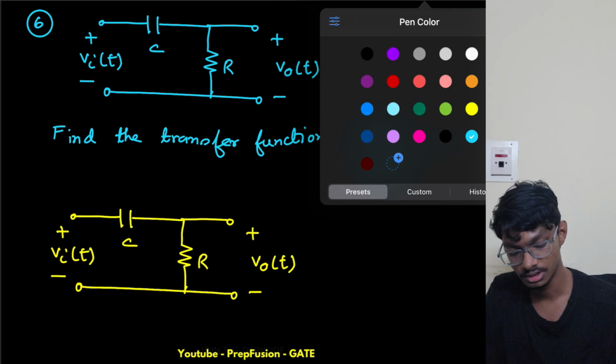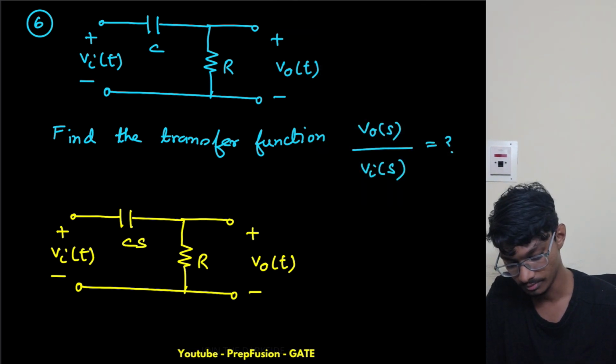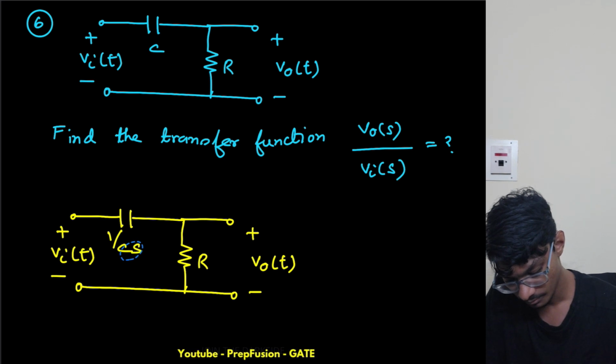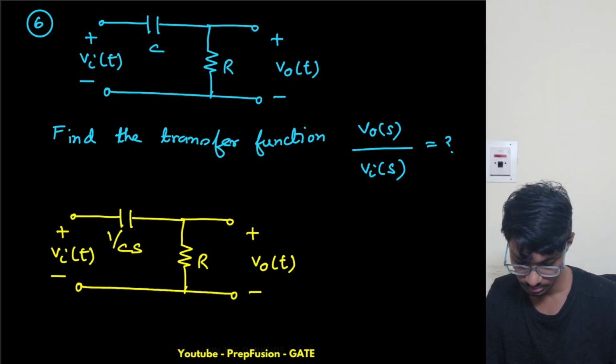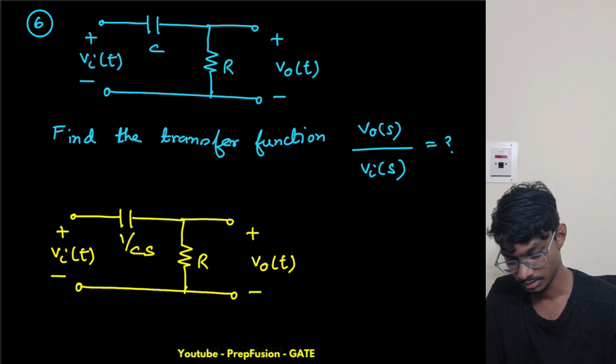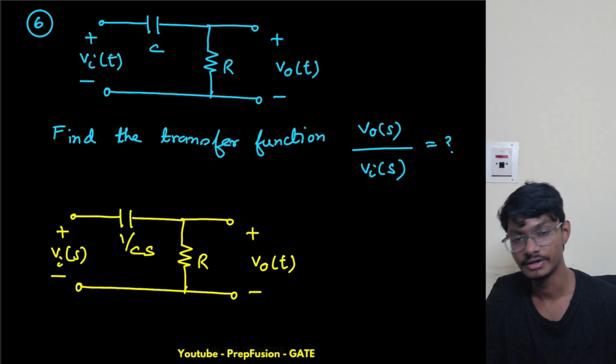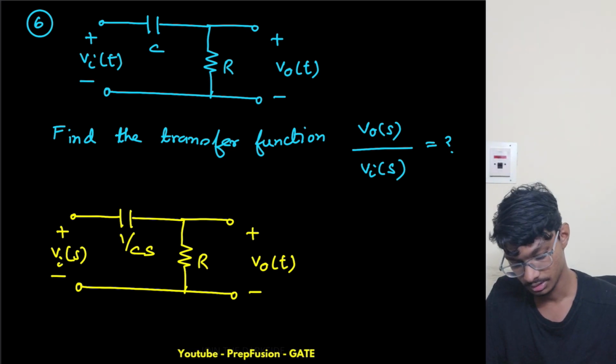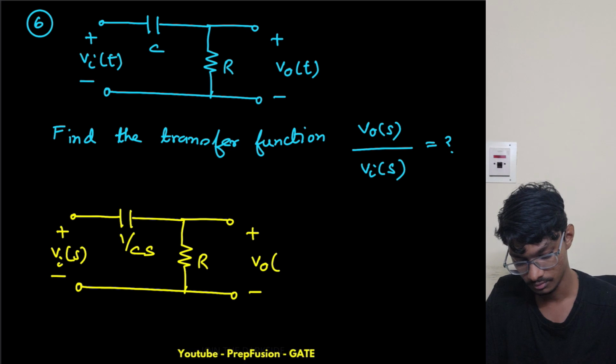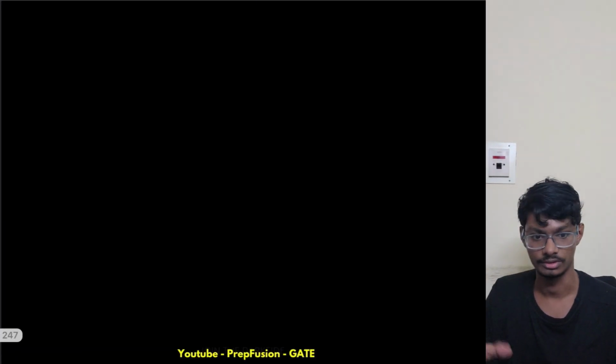What will C be converted to? It will be converted to 1 by Cs, only. And Vi of t will be converted to Vi of s, and this V of t will be converted into V of s. So let us do it a bit quickly.